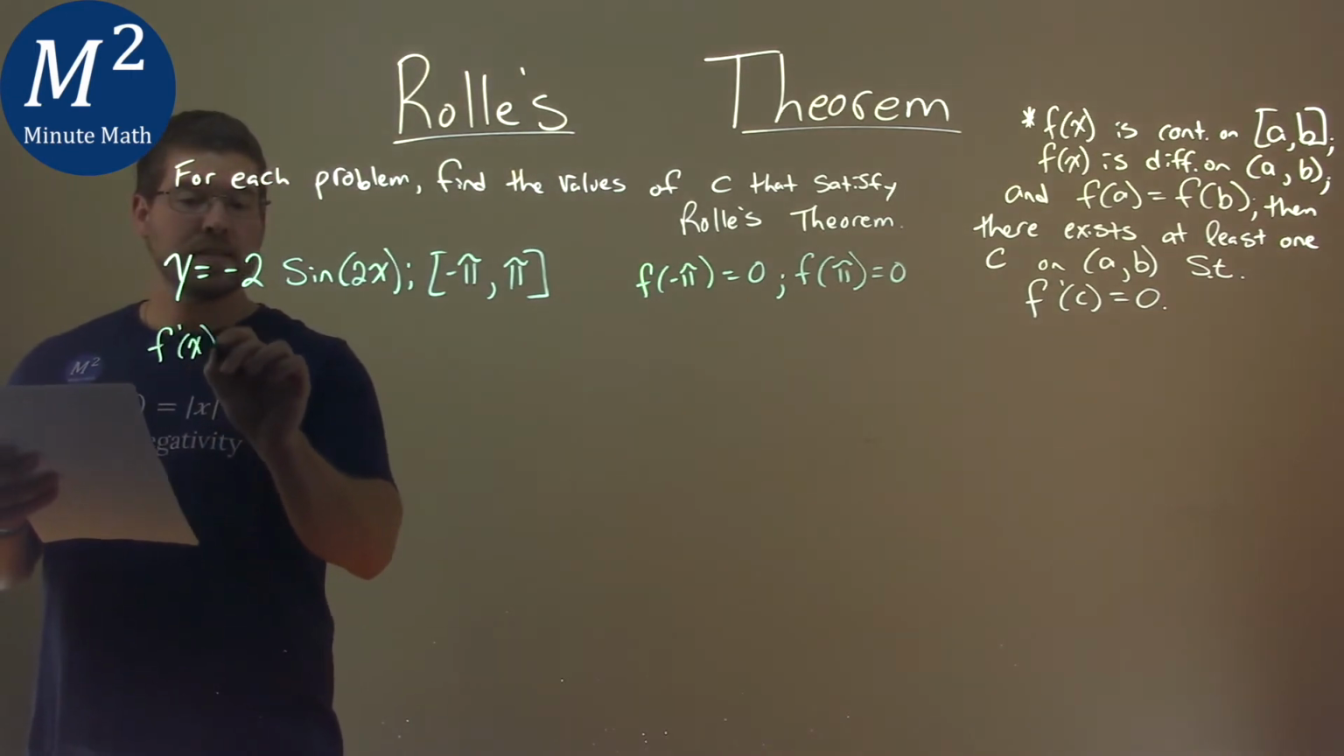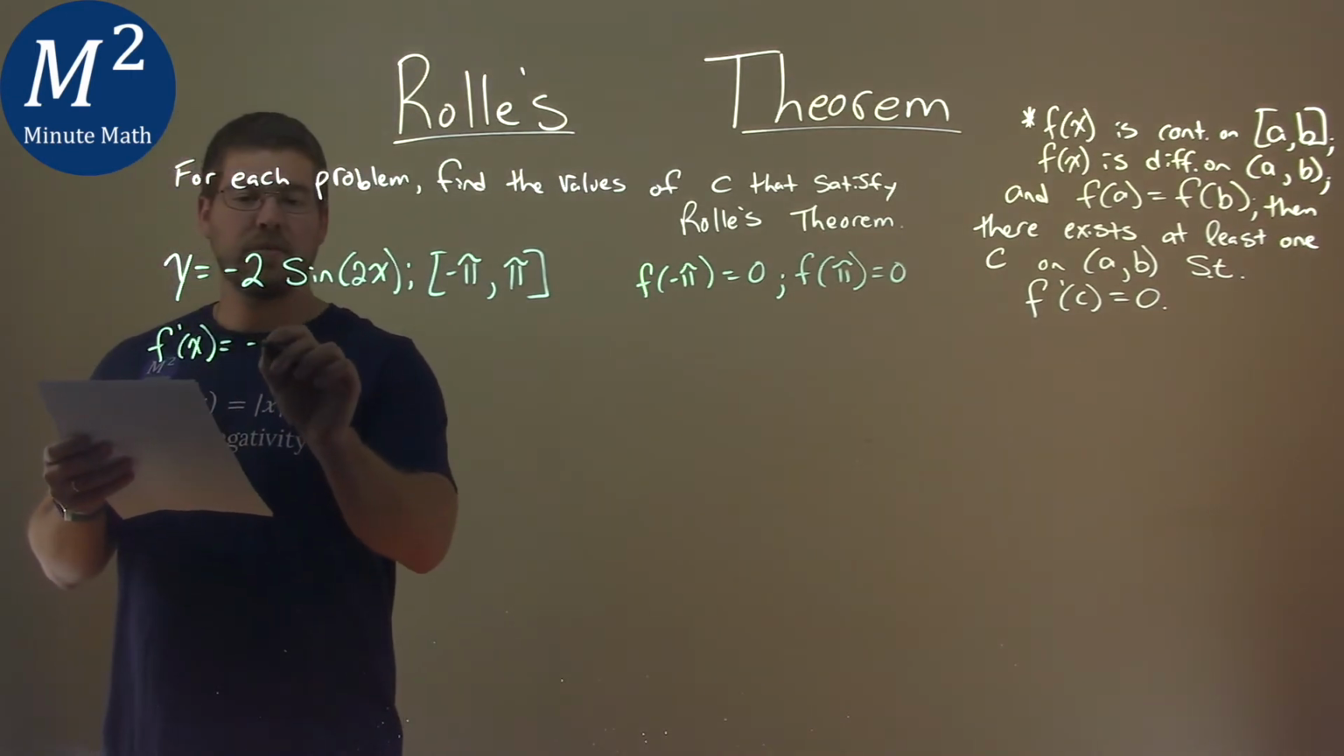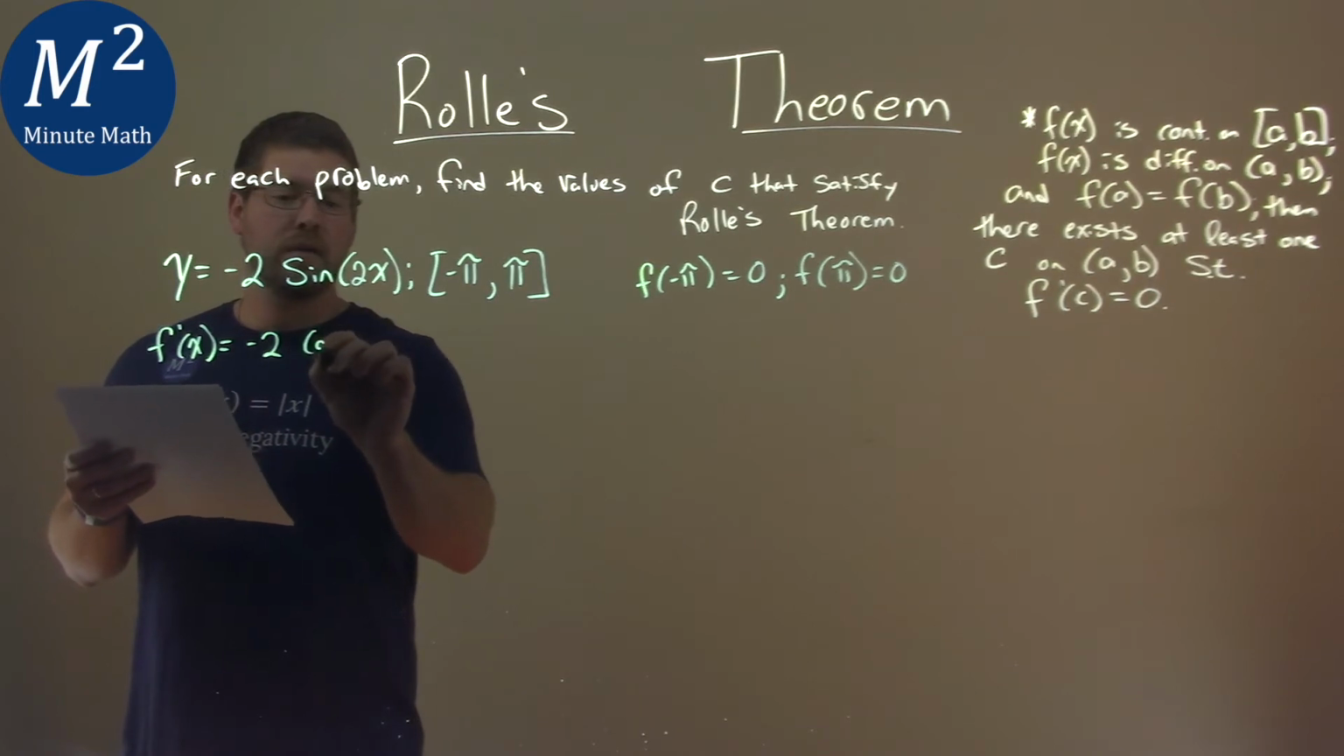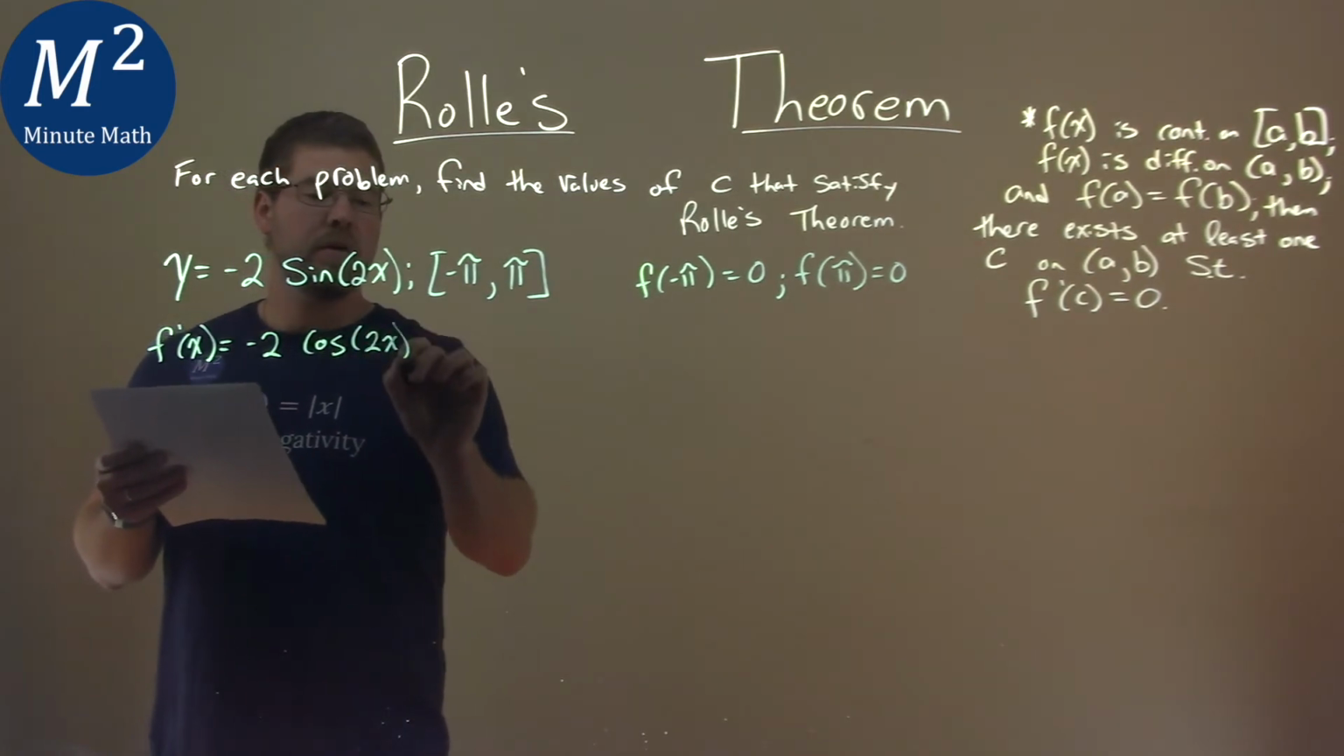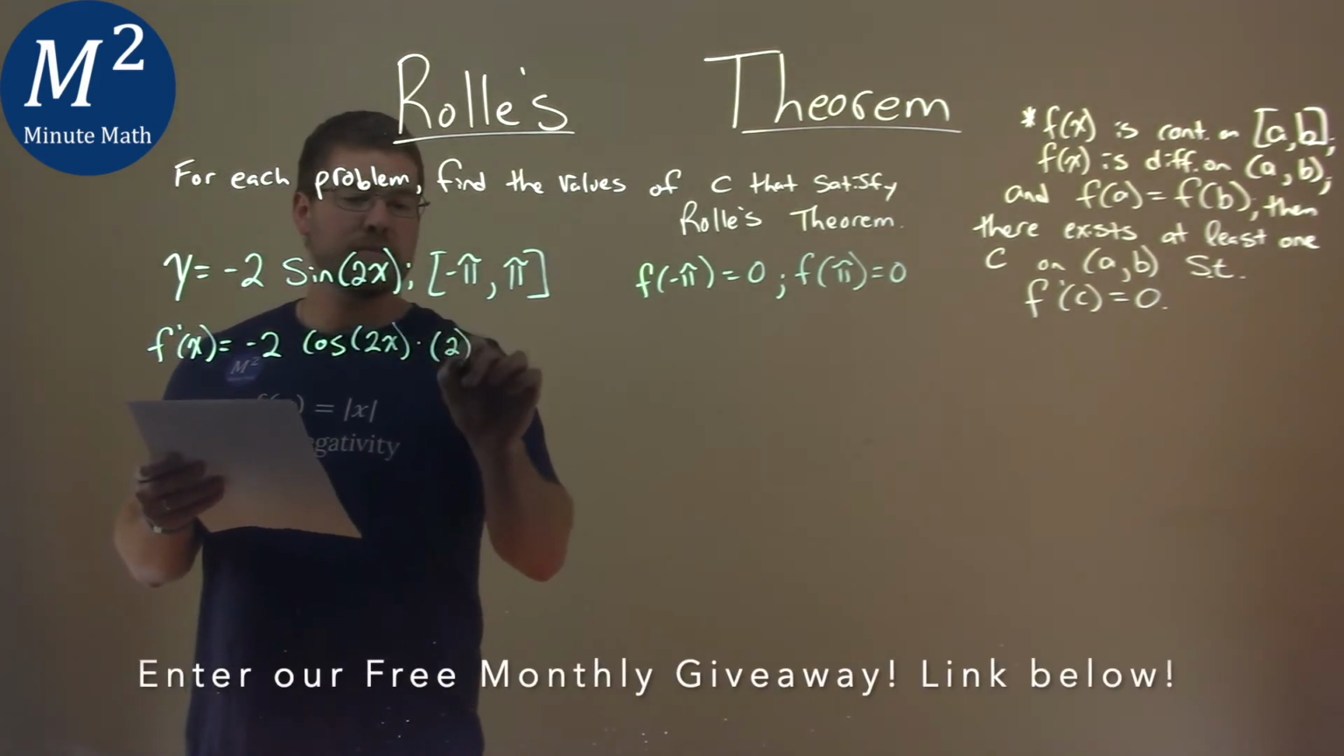F prime of x here is negative 2, the derivative of sine is cosine of 2x, multiplied by the derivative inside, which is 2.